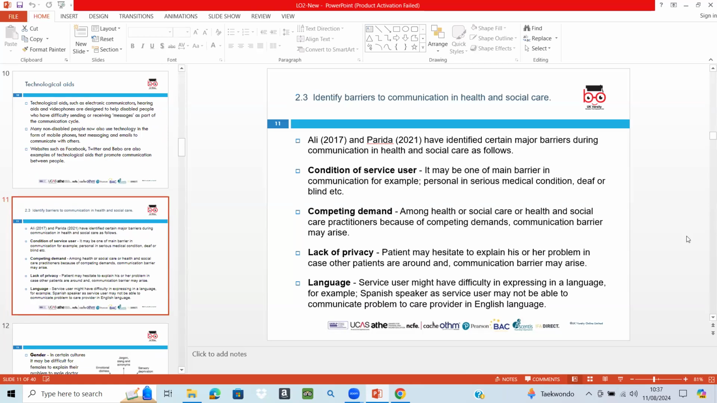Right. Here, we need to discuss the barriers to communication. Okay, so look, this is again an in-text citation. Early in 2017 and Parida in 2022 have identified certain major barriers. For example, the first one is about the condition of the service user.